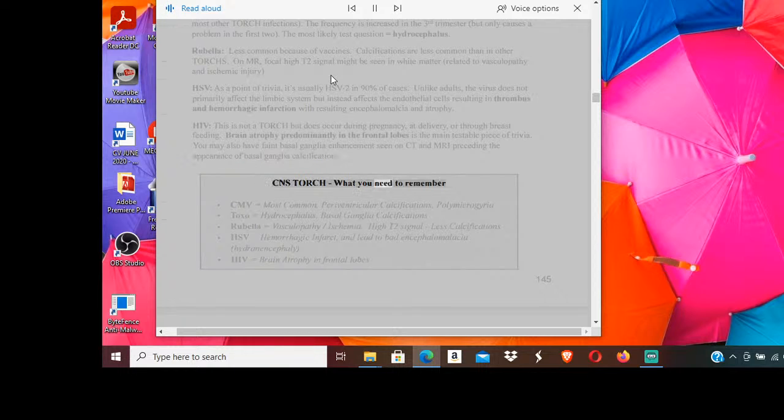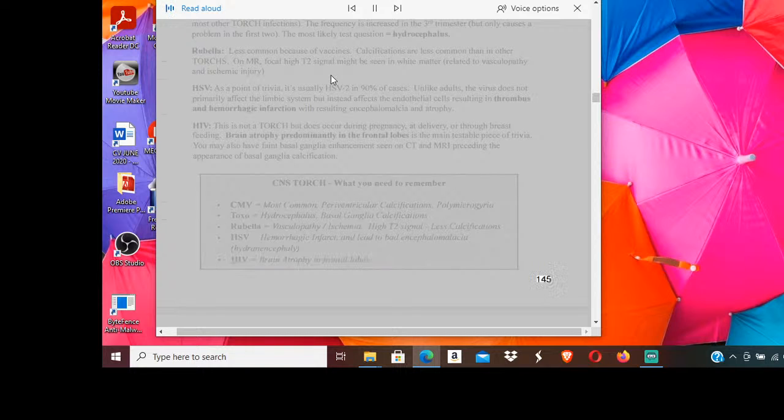CNS TORCH, what you need to remember. CMV equals most common, periventricular calcifications, polymicrogyria. Toxo equals hydrocephalus, basal ganglia calcifications. Rubella equals vasculopathy, ischemia, high T2 signal, fewer calcifications. HSV equals hemorrhagic infarct, encephalomalacia, hydranencephaly. HIV equals brain atrophy in frontal lobes.